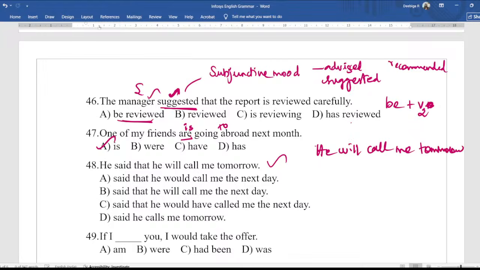Okay, he will call me tomorrow. So this is direct, indirect speech. What is direct and indirect speech? Direct means when someone is talking to you directly. So to this person A, the person B has said, I will call you tomorrow. Let's say I'm talking to Abhishek, and I'm telling him directly, okay, Abhishek, I will call you tomorrow.